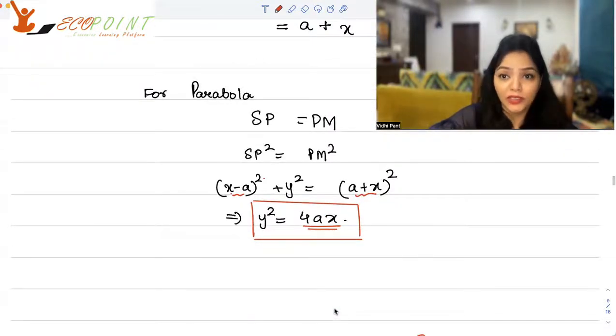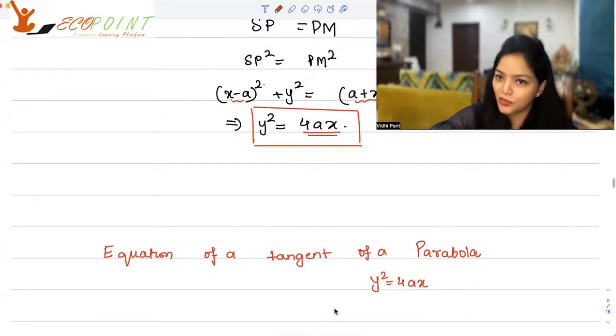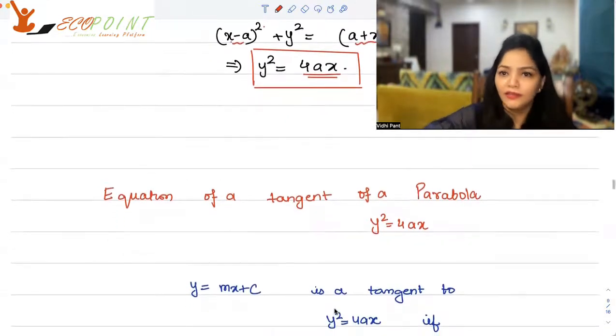Now, I am interested in again figuring out some relation of the parabola with the tangent at a particular point. So the equation of the tangent of a parabola, say y square equals 4Ax. Again, the concept remains the same. The equation of a tangent, that's a straight line, so it will be y equals mx plus c. Okay. Now, a few points.